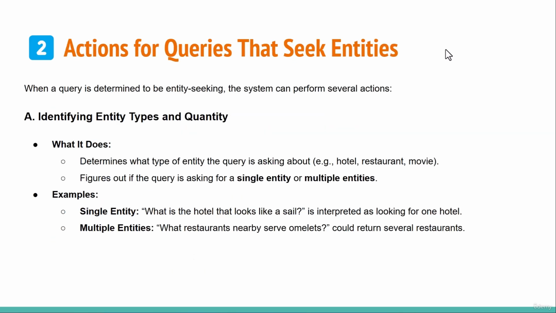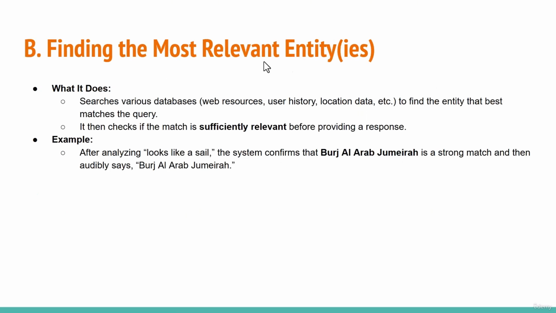When a query is detected as entity-seeking, the entity type identifier first checks what the person is asking for: a hotel, a restaurant, a movie, a person, or something else. Then it checks whether the user needs a single entity or multiple entities. As we saw before, the identifier allows multiple entities to be displayed. Next is finding the most relevant entities. The database will check web resources, user history, and location data. By looking at all these factors, the most relevant entities will be shown as the answer to the user.